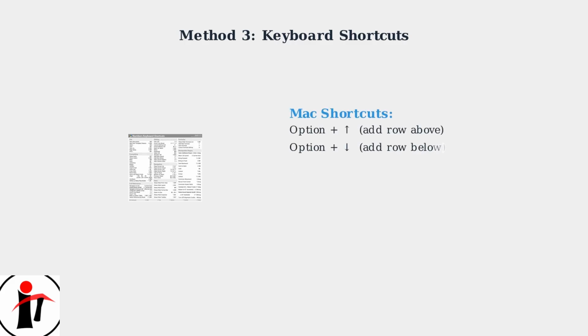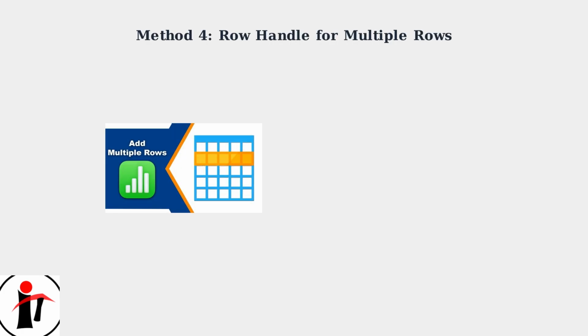On Mac, use Option plus the up arrow to add a row above, or Option plus down arrow to add below. The web version uses Control plus Shift plus the plus key. The fourth method is particularly useful when you need to add multiple rows at once. This drag and drop approach can save significant time for bulk operations.